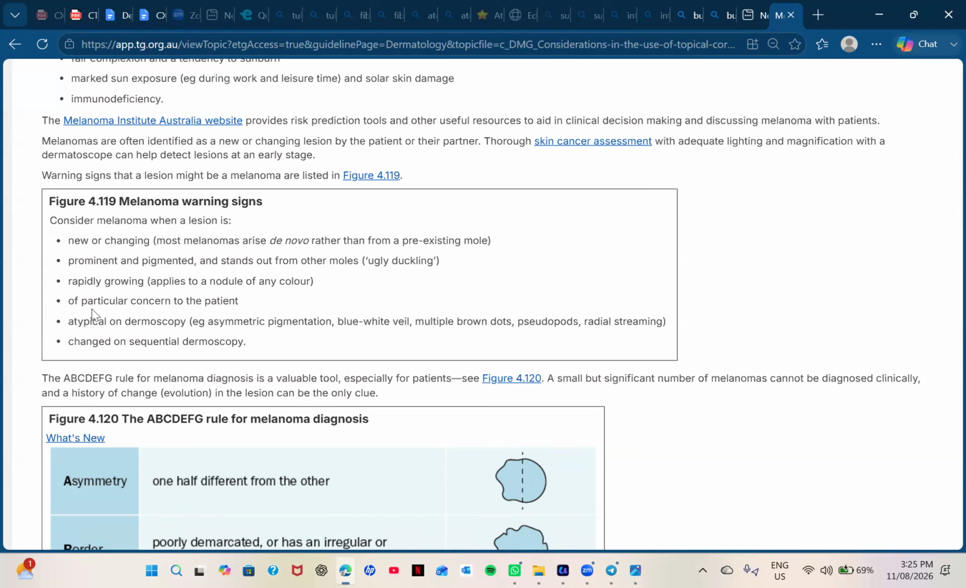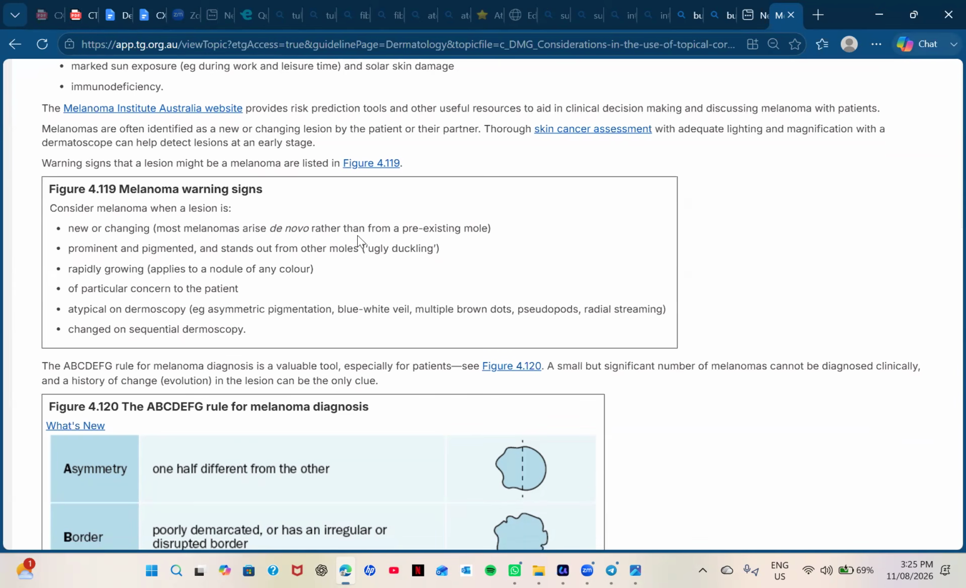Never change it, right? Prominent pigment or stands out like a mole, rapid growing or particular concern to the patient, atypical dermoscopy, change on sequential dermoscopy. The particular concern to the patient is there because itching is present. There's a new symptom on the lesion because earlier it was not giving any symptoms. In that case, you need to do the biopsy and understand whether malignant features are present or not. These points are very important, especially when we are discussing lentigo melanoma, and AMC is one of the favorite hot topics.